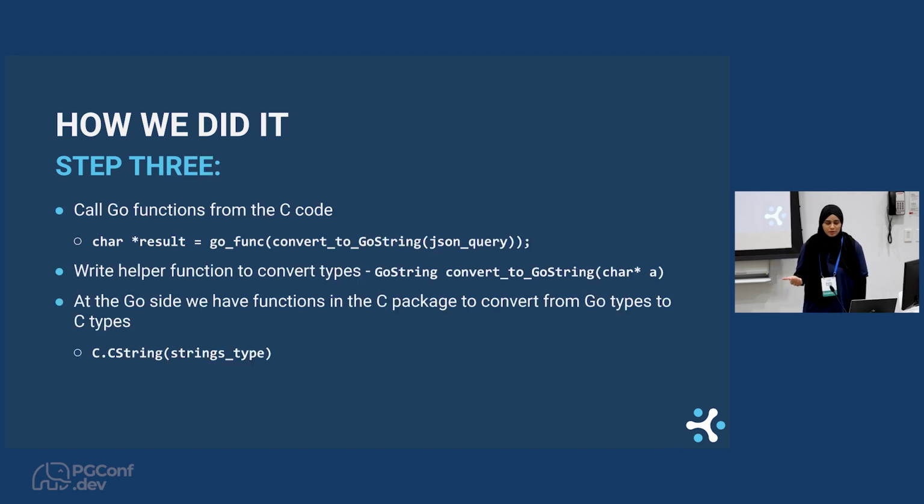And now we'll go to the C part of things. So here we'll just call our Go functions like any C functions, and whatever helper functions we have created, with them or without them, as per the requirement. And at the Go side of things, we really don't have to write this conversion there, because there we have the C package, which already does it for us.